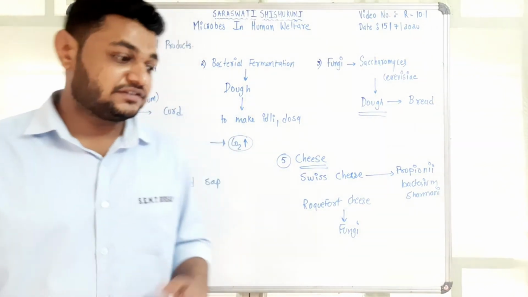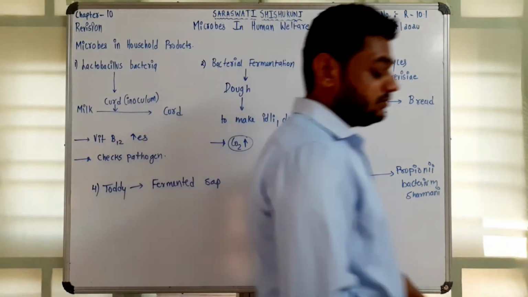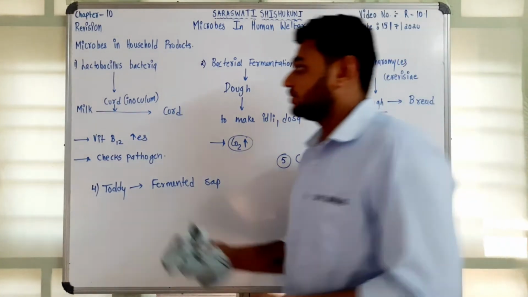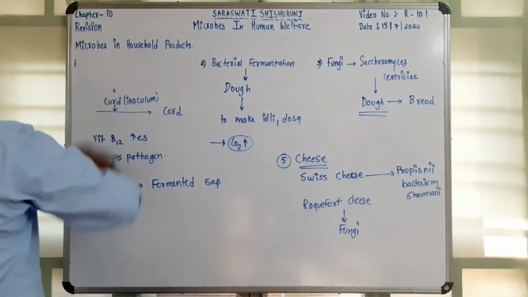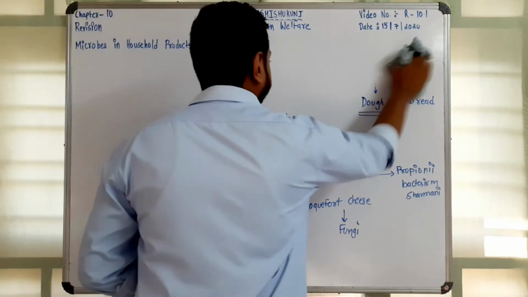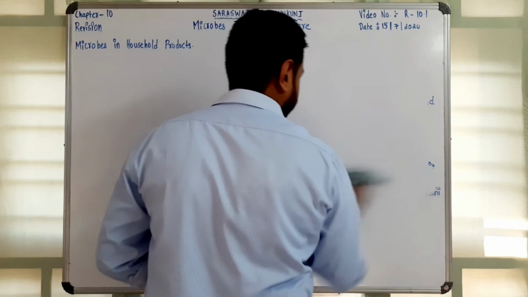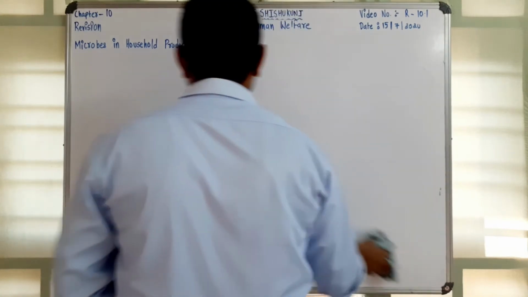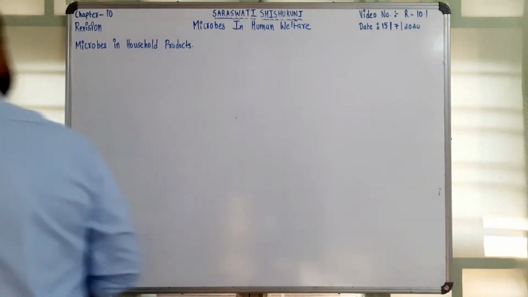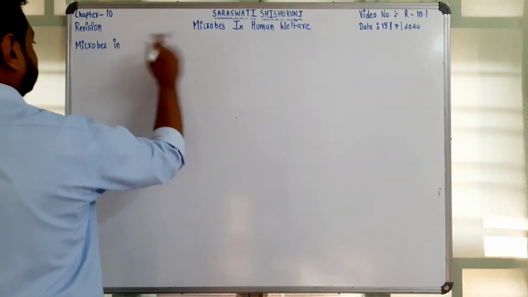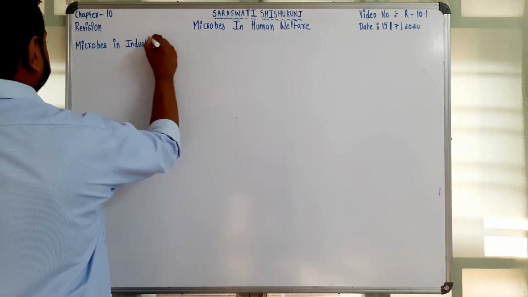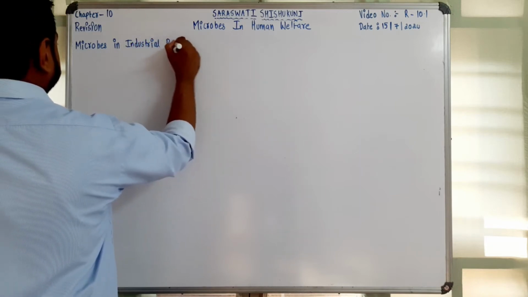Now we will discuss the industrial products, right? Microbes in industrial products. In the case of industrial products, the first product is beverages, right?